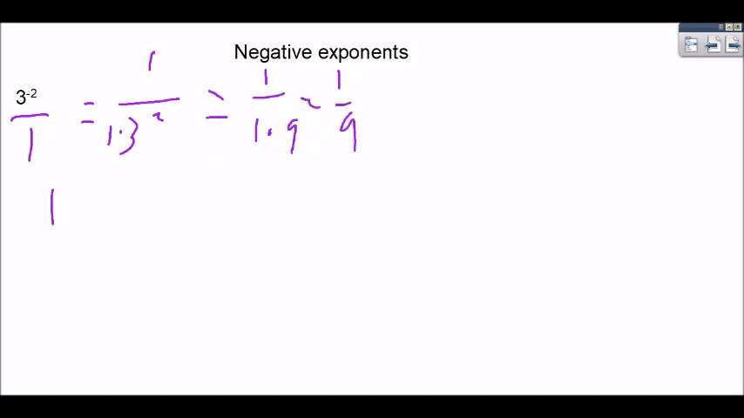What if it's on the bottom already? The same thing, I'm going to take the negative, bring it up top, and then it changes from negative to positive. And if there's nothing on the bottom, I'm just going to put a 1.